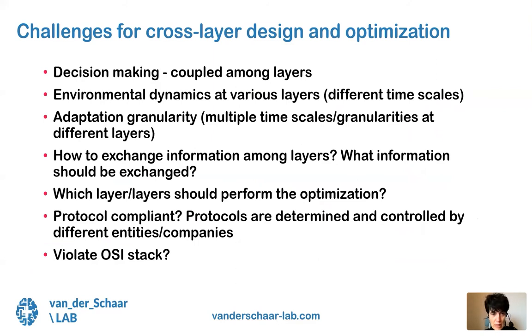So instead, we need to think differently. Let us first highlight the challenges. So we need to solve a decision-making under uncertainty, a reinforcement learning problem, but where the different layers across the protocol stack have their own states and actions, and hence the decision-making is coupled. We have environmental dynamics which are different and at different timescales across the different layers. The algorithms that we use at the different layers of the protocol stack, and hence the actions, are also operating at multiple timescales and granularities.